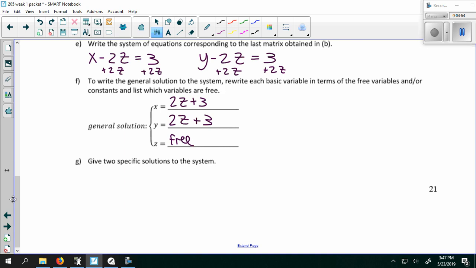So to give 2 specific solutions to this system, because there are infinitely many, you can find them by choosing a value for z. Z is free, so you get to pick it. So I'm going to pick 1 for z. That means that y and x would both be 5 when you replace the z in their formulas with a 1. Right? Another specific solution, if I pick z to be 0, then x and y will both be 3.